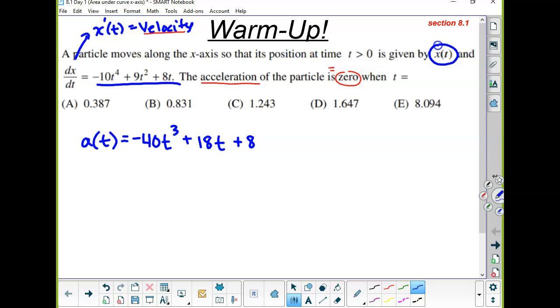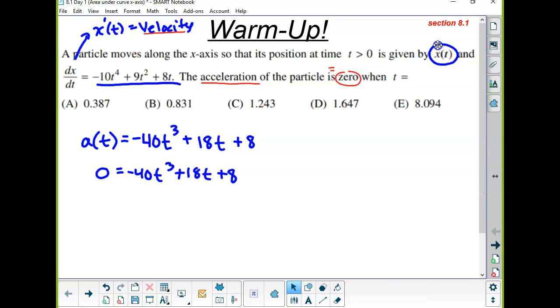And then they're saying the acceleration is 0. So now I'm going to set the acceleration equal to 0. And now we just have to grab our calculator to solve. And you can kind of tell by the answers that this is a calculator problem. I probably should have let you know that ahead of time. But we are going to be using your calculators today quite a bit. So get those ready.